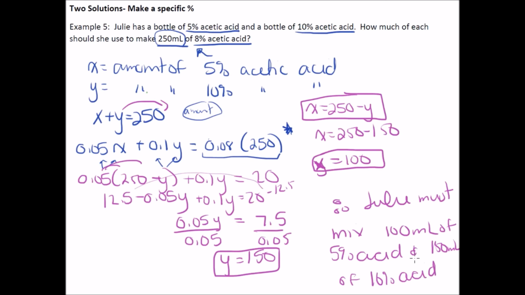So of course here, this makes sense that she's going to be mixing more of the Y, which is 10%, because it's heavier weighted on that 10%. The 8 is above the 7.5, which would be like the average.